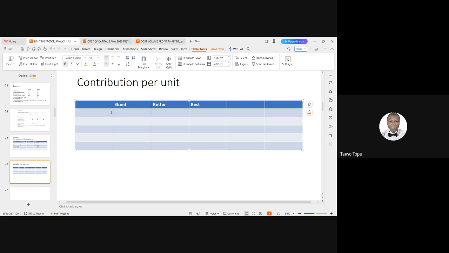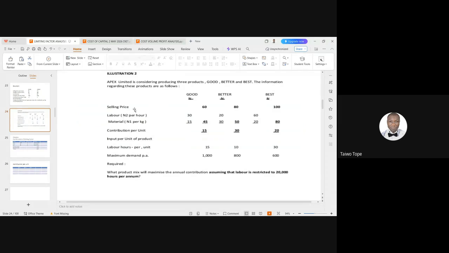Now, to determine the contribution per unit for each product, let's go to the question. They've already solved that for us, isn't it? Selling price less variable cost. Labor and material are the variable cost, isn't it? So 60 minus 45 will give you 15 for good. And for better, 30. And for best is what? 20.